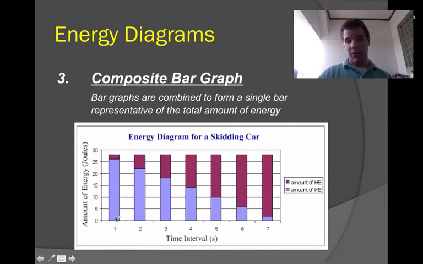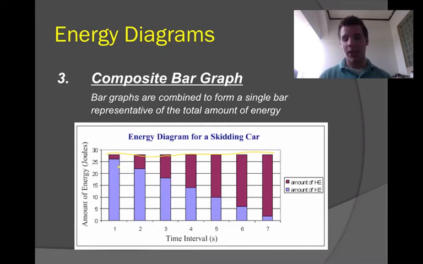But instead of having two bars side by side, now they compose one bar. And what do you notice about the size of the bar? Well, the size of the bar is always exactly the same. They all are at the same height. The reason for that is that the energy didn't really go anywhere, right? It's just transforming to another type.